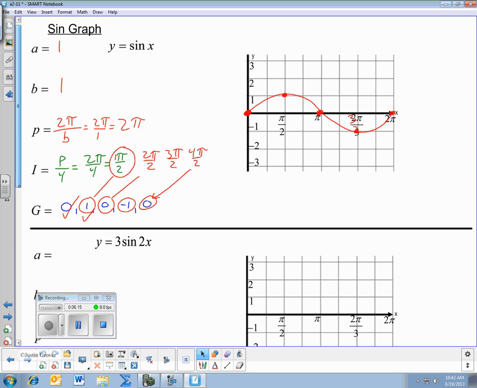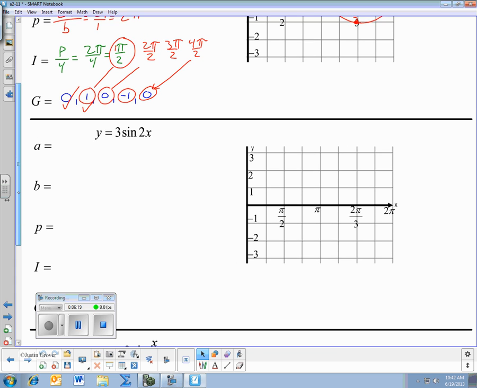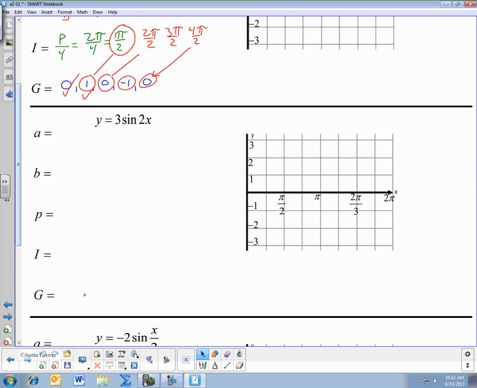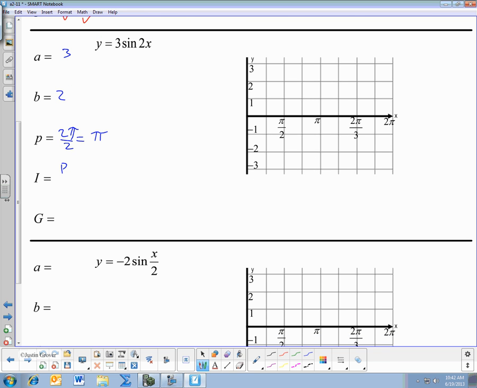All right, so let's go to a second example here. Y equals 3 sine 2x. And first, my A is 3, my B is 2, my period is 2 pi over B, so 2 pi over 2 is pi, and so that's where my first cycle is going to end. My interval is my period divided by 4, so that's pi over 4.